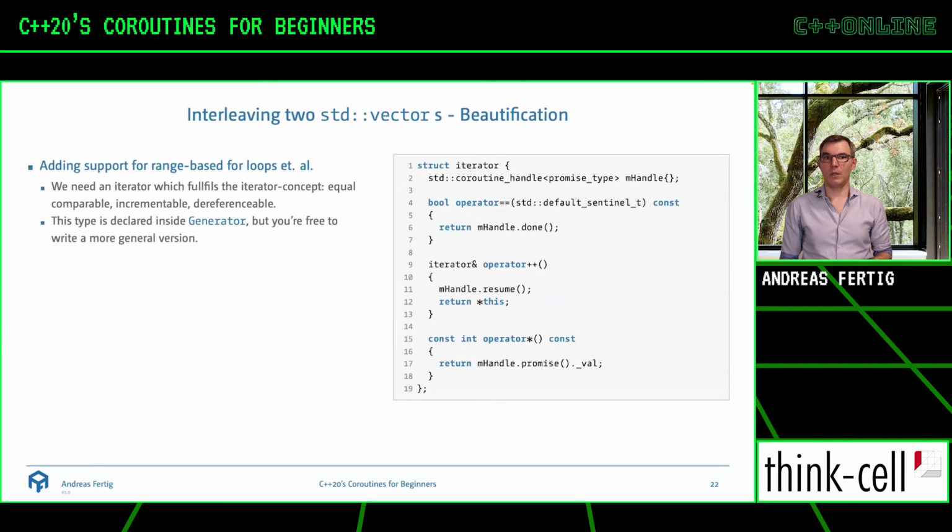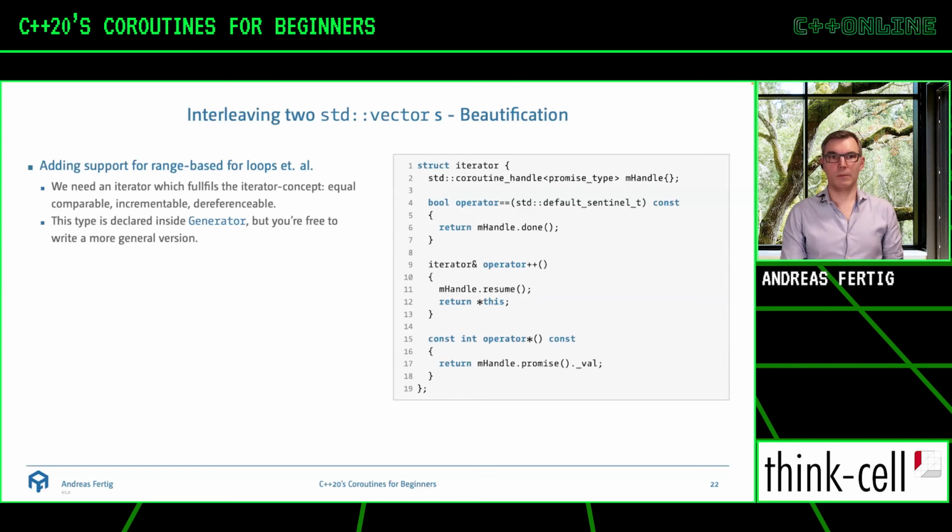We can call the handle.done. So no need to compare it to something. Then I'm implementing the operator plus plus here, which resumes the coroutine and then returns a reference to the iterator. And finally, I'm implementing the star or dereference operator, and that one fetches the value from the handle via the promise. And then we are done. So this is my iterator part.